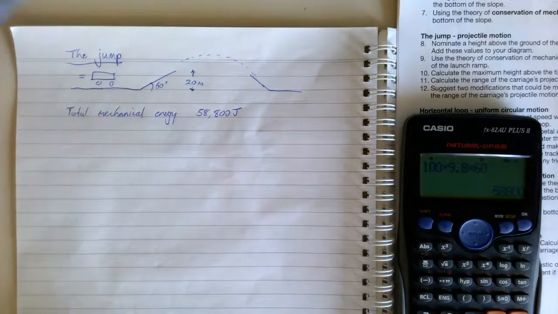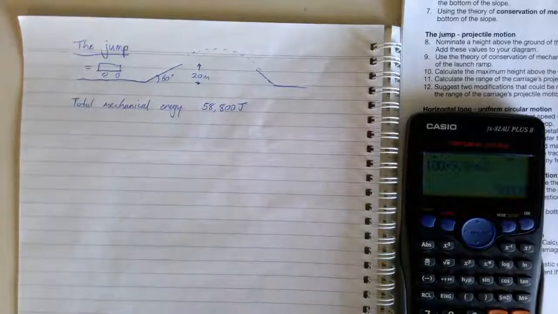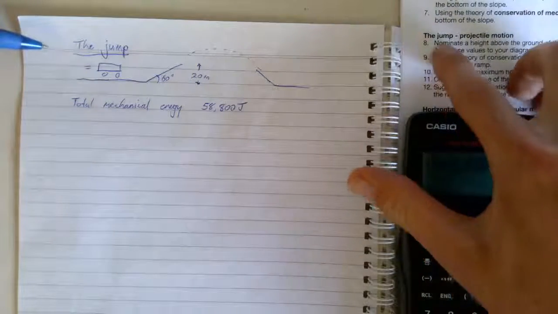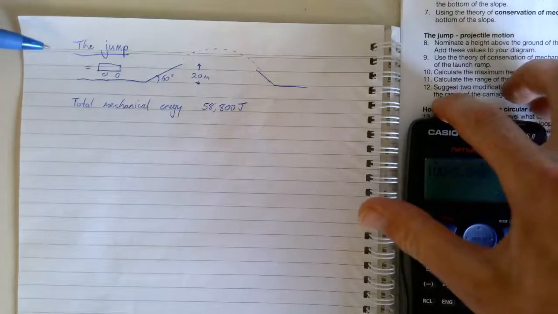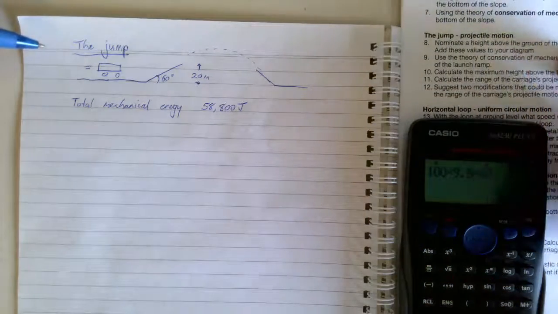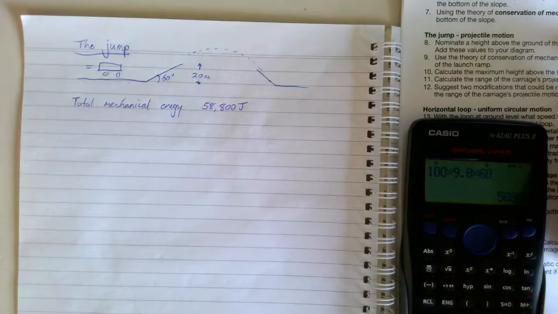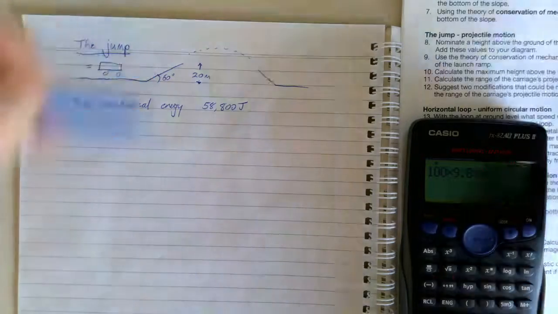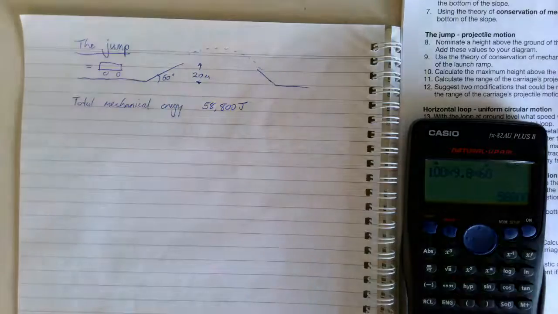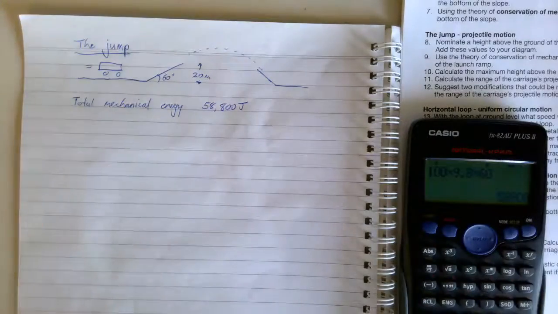Moving on to the jump. So this is an analysis of projectile motion. We're looking at 8 through to 12 on the sheet. 8's just asking us to nominate a height above the ground of the tip of the launch ramp, which I've nominated as being 20 metres above the ground, as well as the angle, which I've nominated as 60. Whatever values you choose, whatever you please.